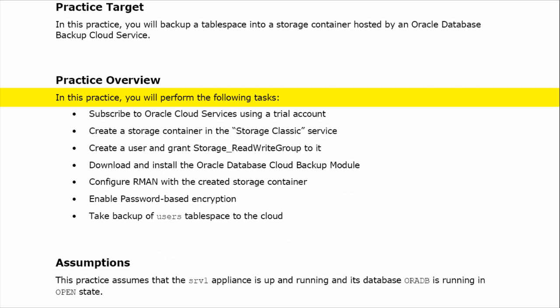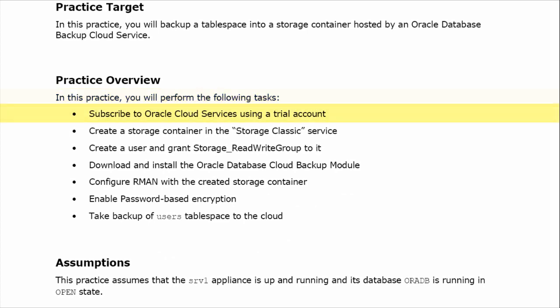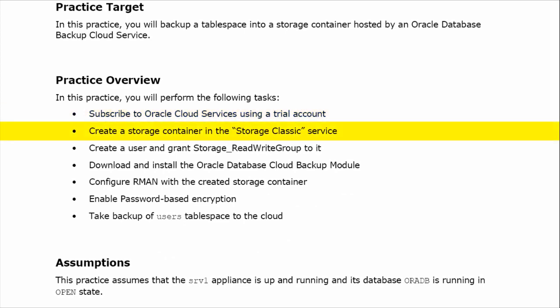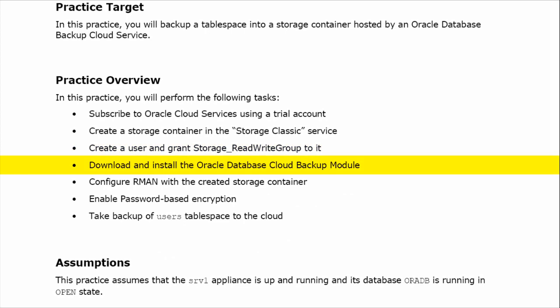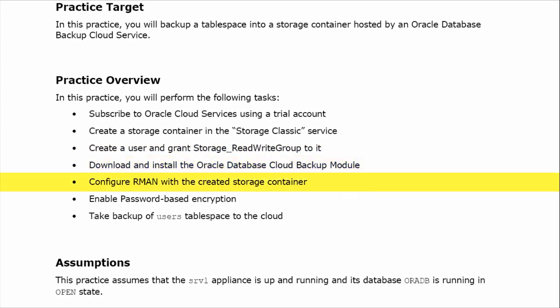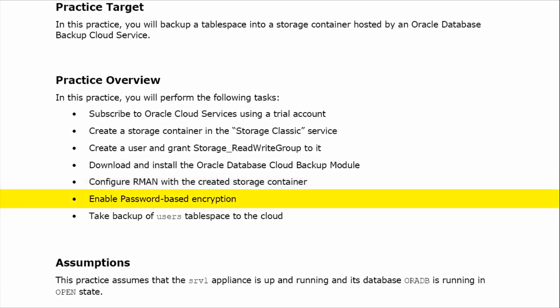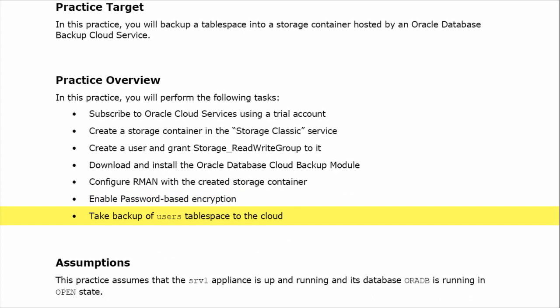In this practice, you will perform the following tasks. Subscribe to Oracle Cloud Services using a trial account. Create a storage container in the Storage Classic service. Create a user and grant the storage read-write group to it. Download and install the Oracle Database Cloud Backup Module. Configure RMAN with the created storage container. Enable password-based encryption and take a backup of the user's tablespace to the cloud.